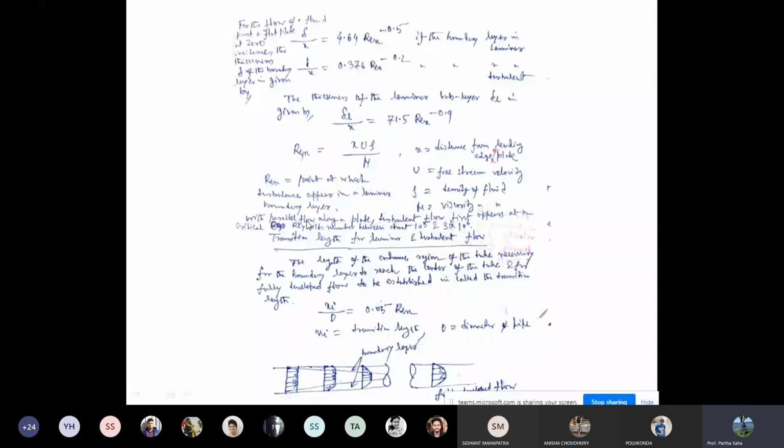Turbulent flow first appears at a critical Reynolds number between 10 to the power 5 and 3 into 10 to the power 6. So 10 to the power 5 to 3 into 10 to the power 6 is the transition region. At 10 to the power 5 and less than that, the Reynolds number is in the laminar region, and at 10 to the power 6 and greater, it is the turbulent region. So this is a very important number. You have to remember this.